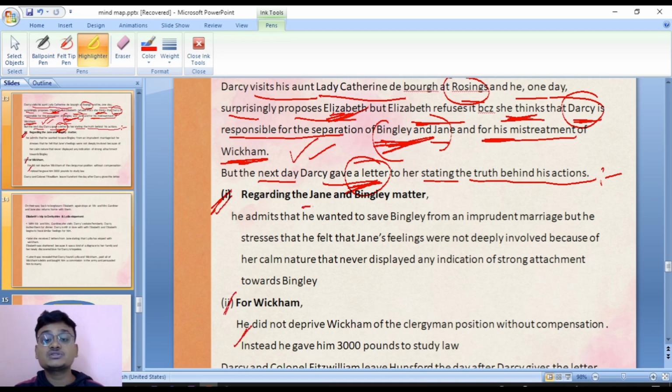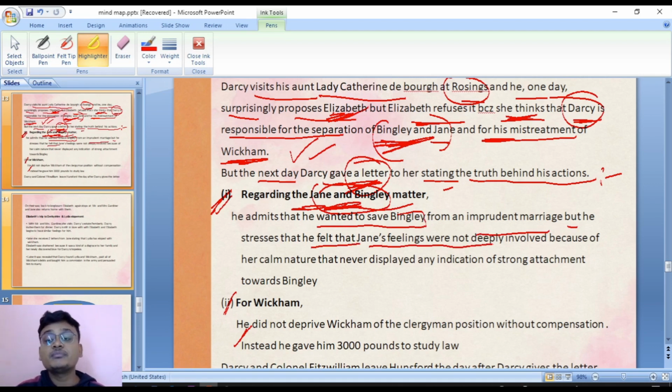The first explanation is regarding the Jane and Bingley matter. He admits that he wanted to save Bingley from an imprudent marriage, but he stresses that he felt Jane's feelings were not deeply involved because of her calm nature. It was not very visible to everyone whether Jane loved Bingley, because Jane was very calm in nature and never displayed any indication of strong attachment towards Bingley. That's why he wanted to save Bingley from an imprudent marriage.